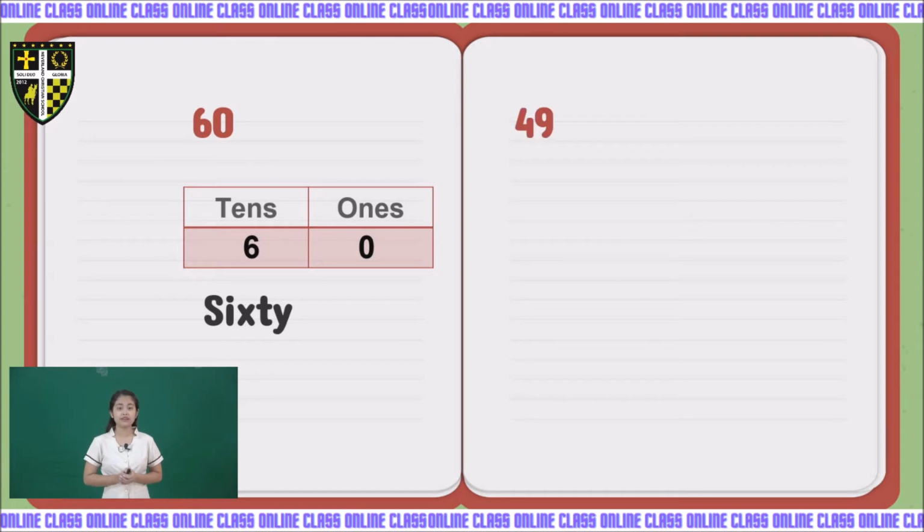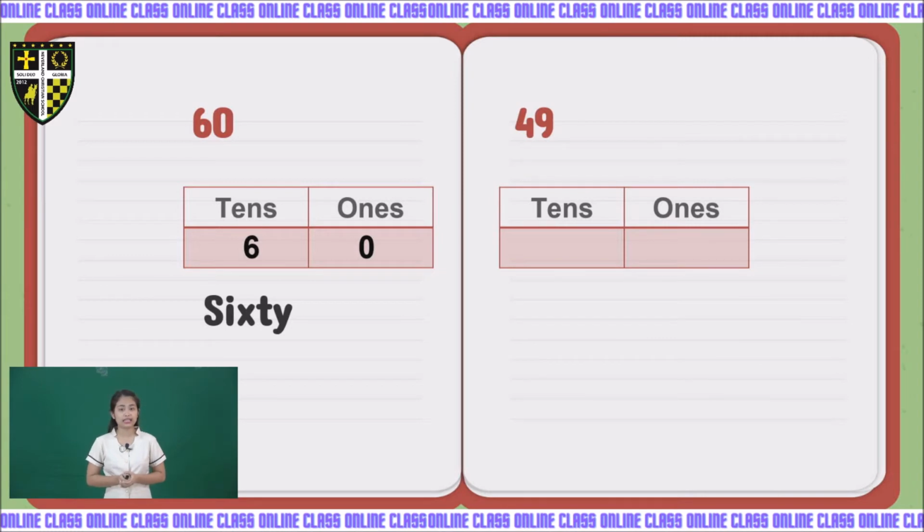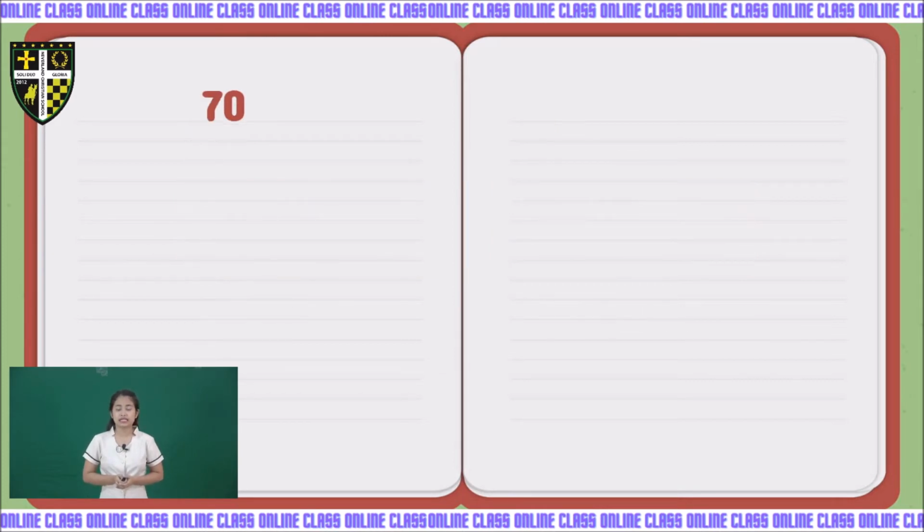Next one, we have the number 49. So the digit 9 is in ones, and the digit 4 is in tens. So we can also write it in words by just simply spelling forty-nine. Just what I have said a while ago, if you have the tens place value and the ones place value, you have to write the hyphen in between them. So remember that.